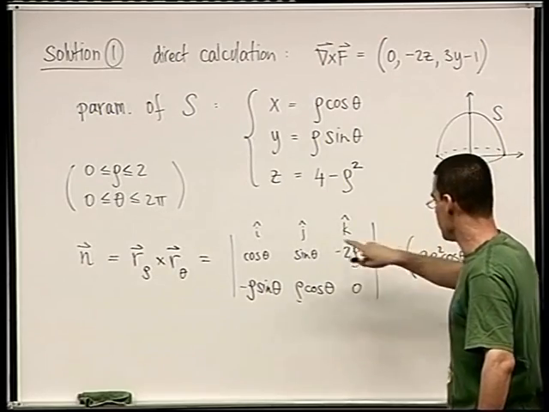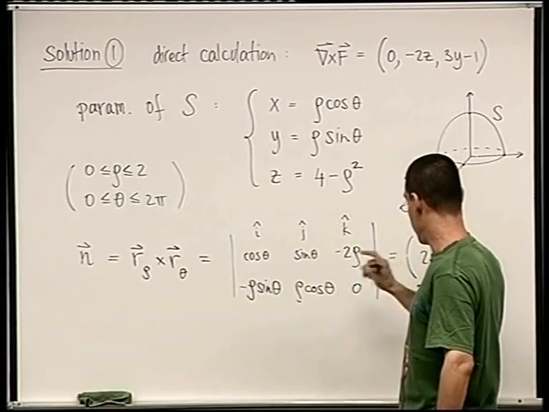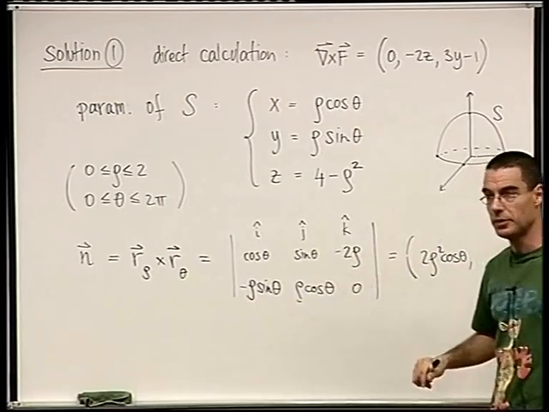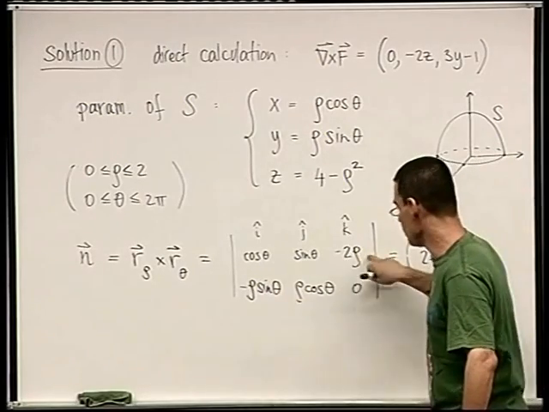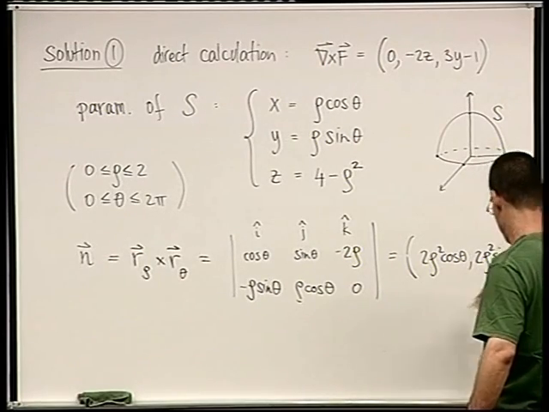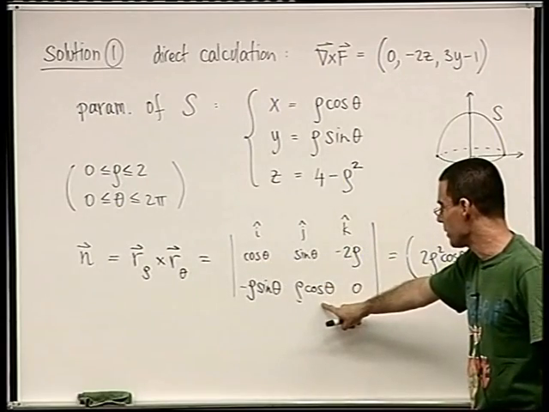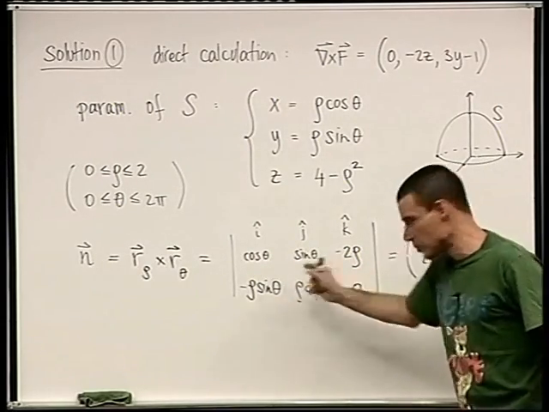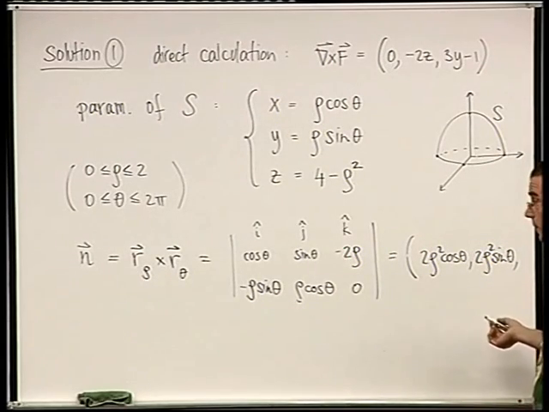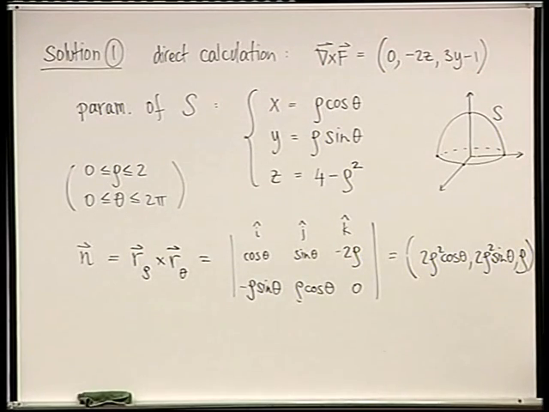In the j component, there's a minus sitting out there. This meets 0, so there's minus, minus, minus, minus. It's again a plus, 4 minuses: 2 rho squared sine theta. And in the k component, I have rho cosine squared, minus minus, so plus rho sine squared. So it's just rho times cosine squared plus sine squared, so it's just rho. So this is the normal.